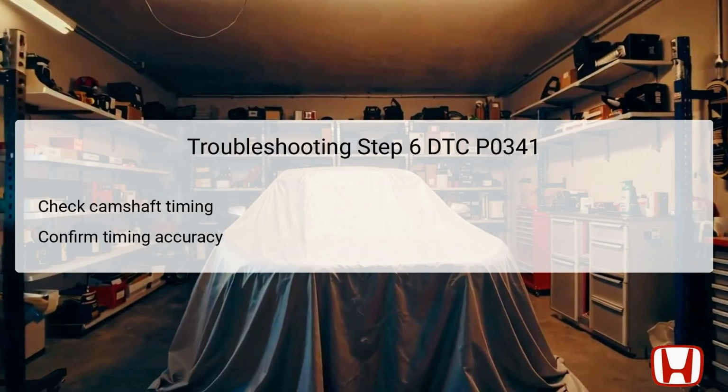The focus of Step 6 is to verify the integrity of the camshaft timing, which is critical for ensuring proper engine operation. A misalignment here can lead to a cascade of issues, including the triggering of DTC P0341. During this check, you'll need to ensure that the camshaft timing aligns perfectly with the crankshaft timing specifications. If the timing is verified as correct, you can safely proceed to Step 7.